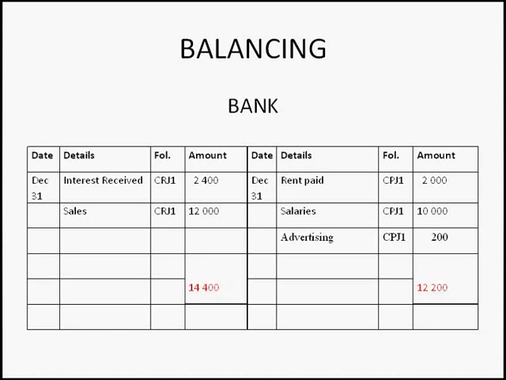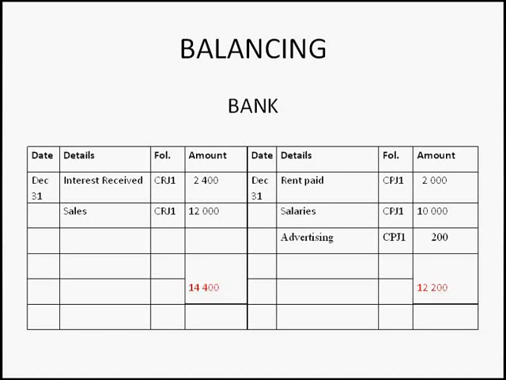So we can see from here that the two sides aren't equal and that the debit side is bigger than the credit side. That effectively means that my bank account will have a debit balance. Because the bigger amount is on the debit side, my bank account will have a debit balance. But in order for me to write that debit balance into the account, I need to first get the two sides equal to each other.